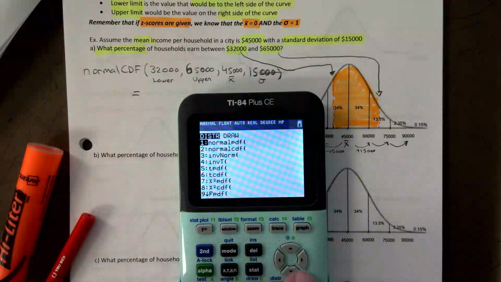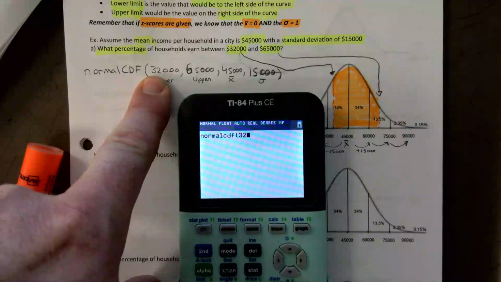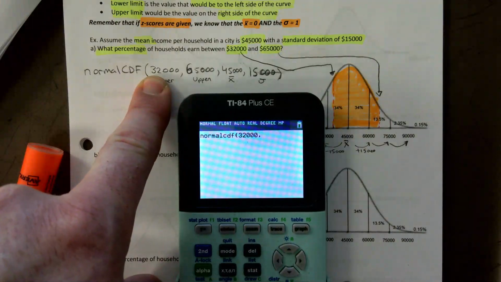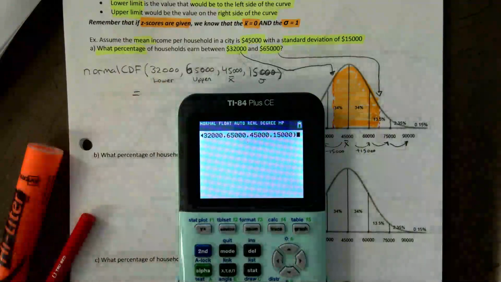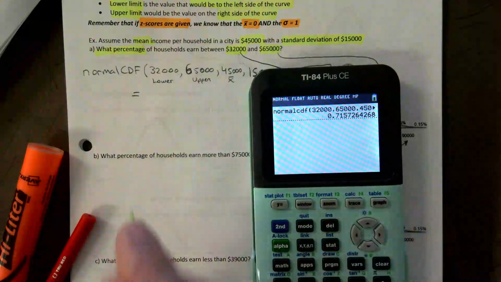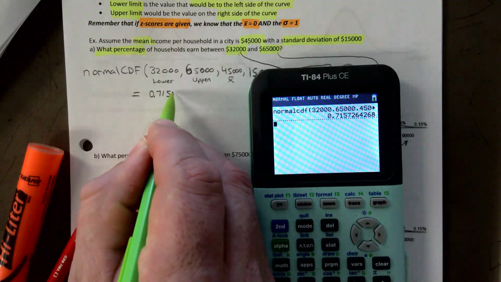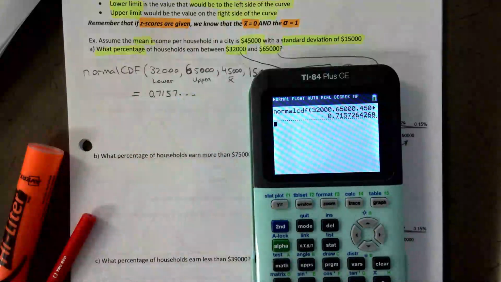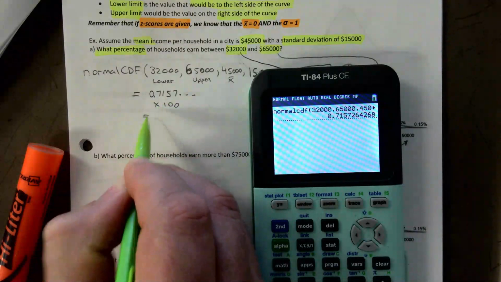Second, VARs. Normal CDF, not PDF. Okay, we don't want PDF. It's going to give you something different. So you just select that and you go 32,000, comma, 65,000, comma, 45,000, 15,000. Close brackets. Hit equals. And there it is. So write that down. I'm going to write down just about, right? If you use all of them, that is as a decimal. So we multiply that by 100 to get our percentage.